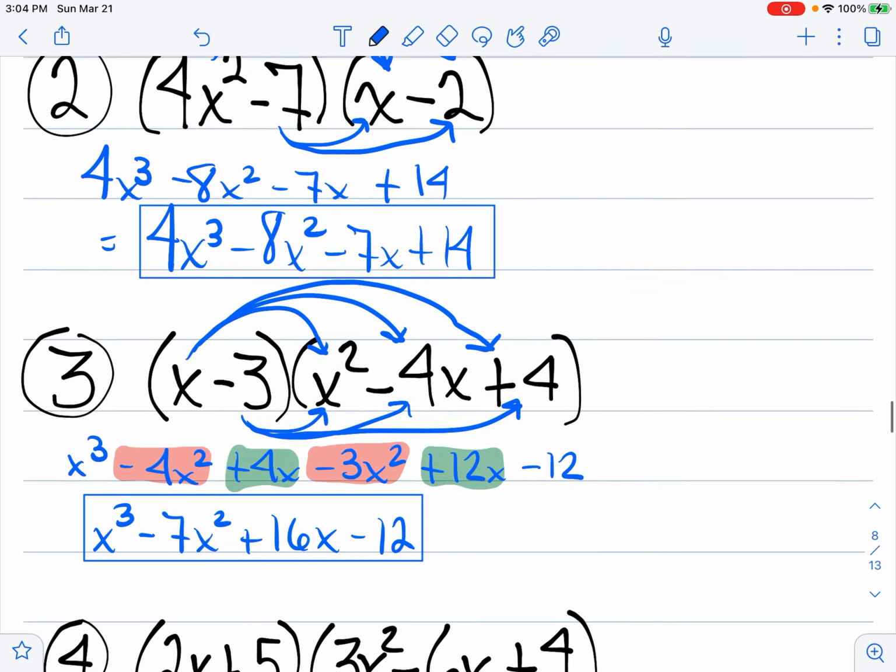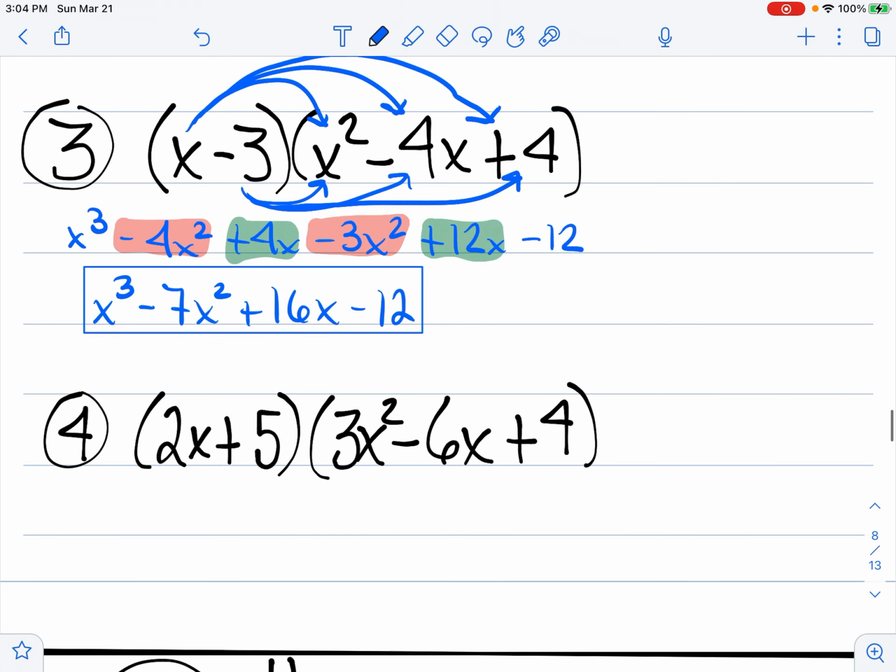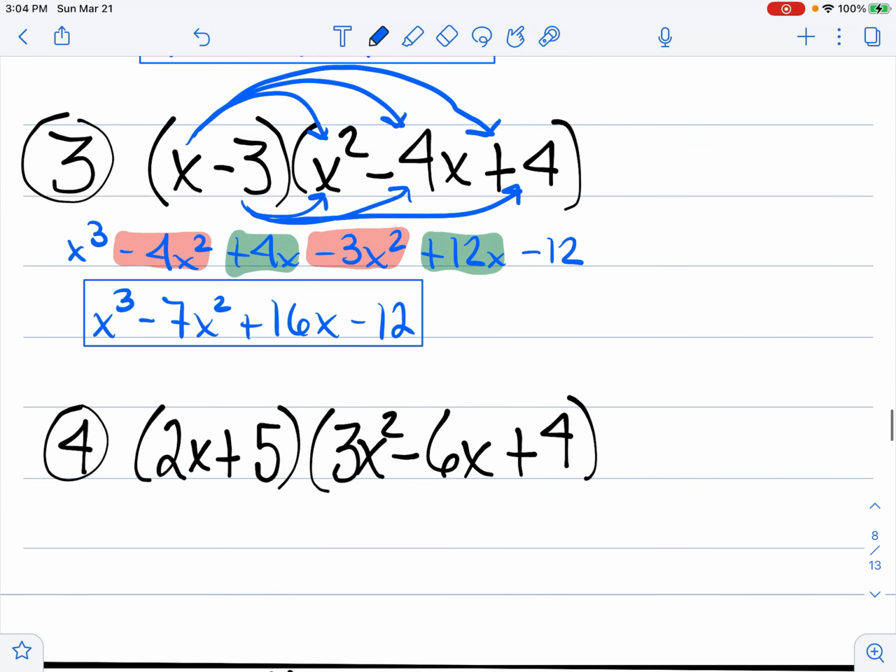All right, I'm going to show you the next example here, number 4. I want you guys to try this one on your own, okay? I'll pause.